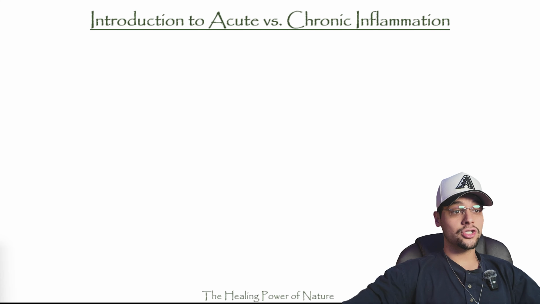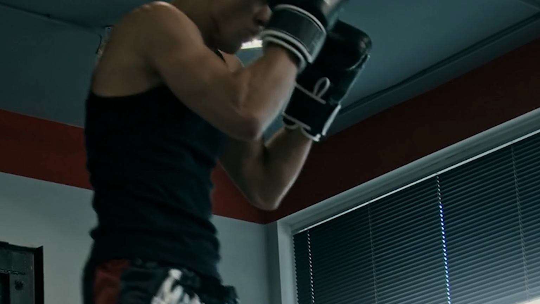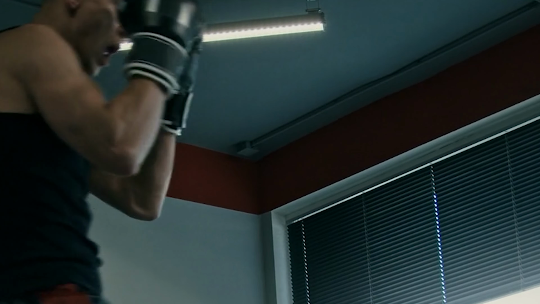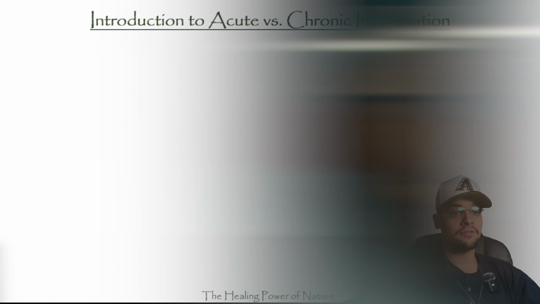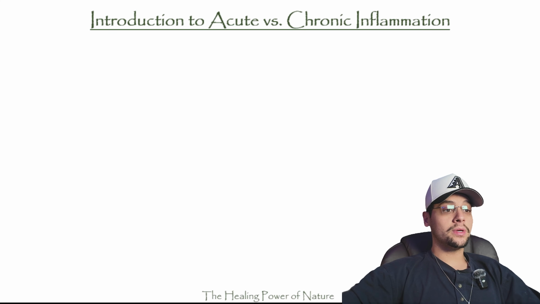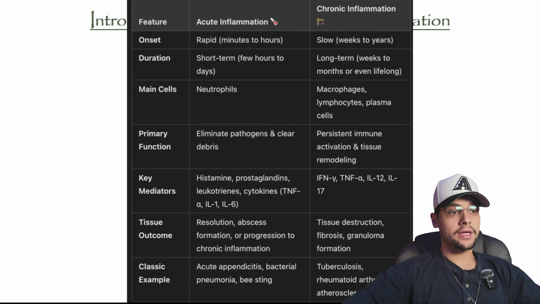Inflammation can be classified into acute and chronic, each with distinct characteristics and roles in health and disease. Inflammation is the body's defense mechanism, but not all inflammation is the same. Acute inflammation is the body's immediate response to injury or infection, while chronic inflammation is a prolonged response that can lead to tissue damage and fibrosis. So I've gone ahead and generated a chart for you to distinguish between acute versus chronic inflammation. I recommend taking a picture of this chart, keeping it close so you can review the differences between the two.